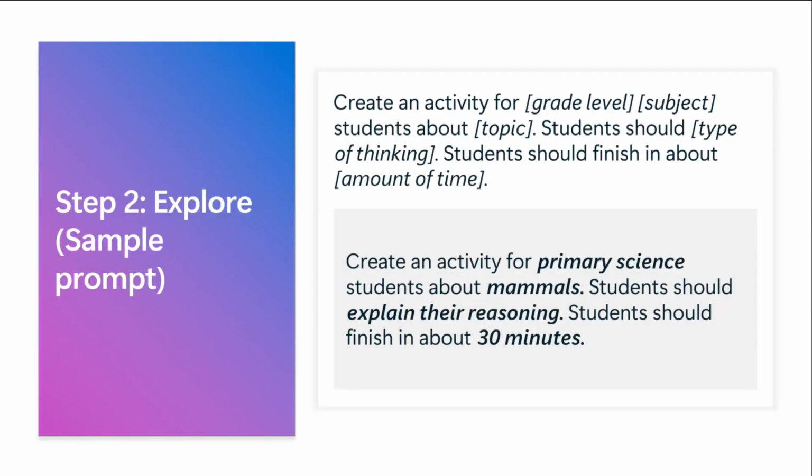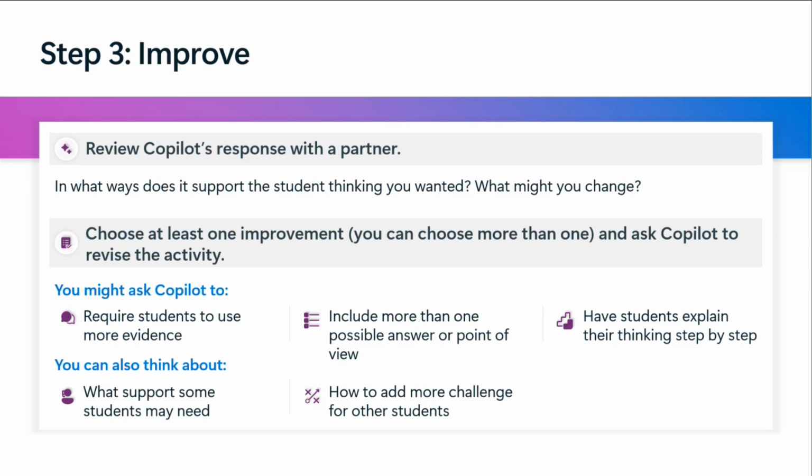As you explore, a sample prompt could be: create an activity for grade level, subject, students about topic, and students should do this type of thinking, and students should finish in about this much time. You see, create an activity for primary science students about mammals. Students should explain their reasoning. Students should finish in 30 minutes. So simple, isn't it? Well, after that, as you get the response, you may want to improve it.